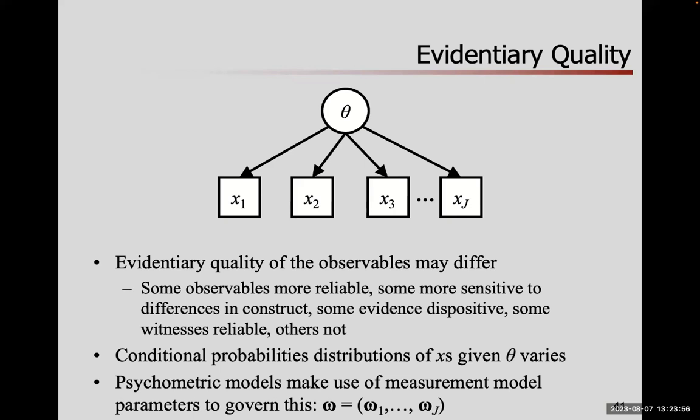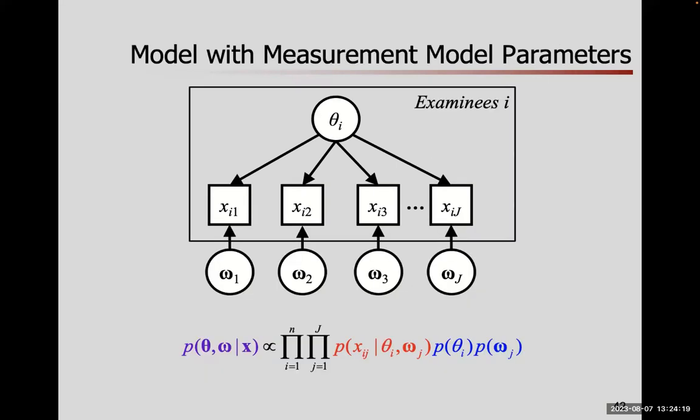All that does is just make our model a little bit more involved. We have measurement model parameters for different forms. Again, factor analysis, item response modeling, Bayesian networks or classification models, they all have different forms. But just generically, there are these measurement model parameters that capture the evidentiary quality of those observations. Okay, so our picture just gets a little bit more elaborate. Each of the observations not only depends on the construct for each examinee, but something to do with the measurement quality as captured by these parameters for each of our observables.